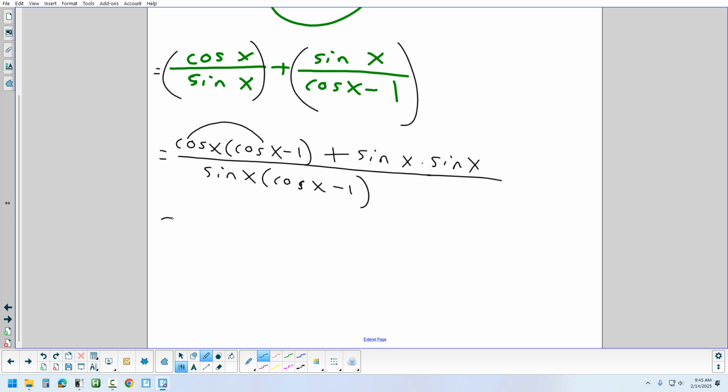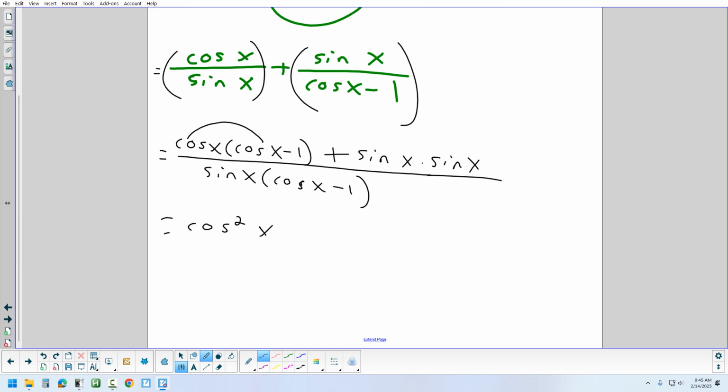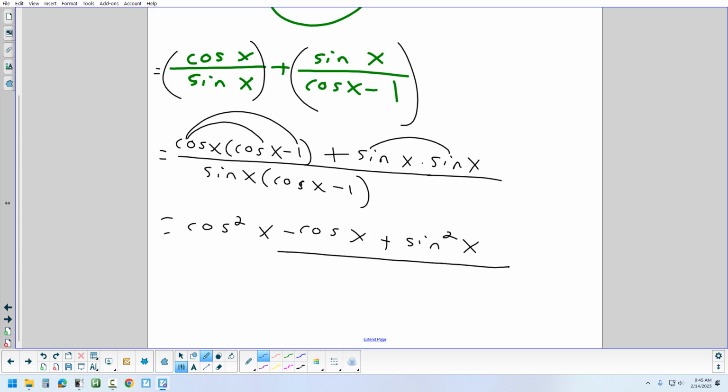What's cosine times cosine? Cosine squared. Okay, so cosine squared. What's cosine times negative 1? Minus cosine. And then sine squared, over sine x.